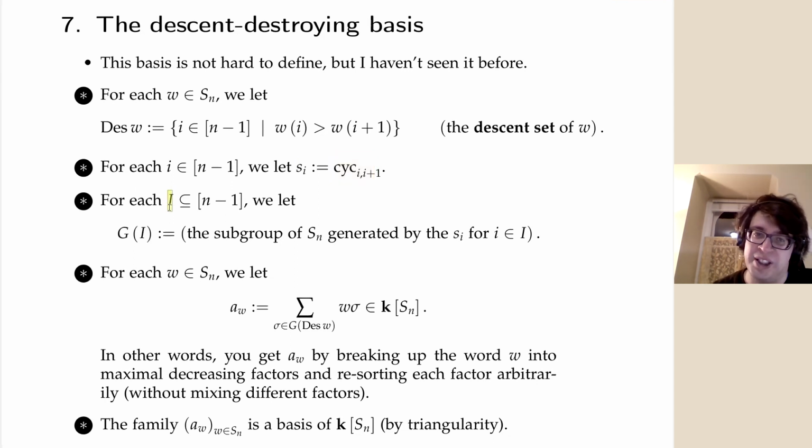And if capital I is a subset of n-1, then G_I will mean the subgroup of the symmetric group generated by the little s_i for i in the subset. This is known as a Young subgroup. Also, they're usually indexed a bit differently. This is also the same as the Coxeter subgroup of the Coxeter group of type A. So, a parabolic subgroup.